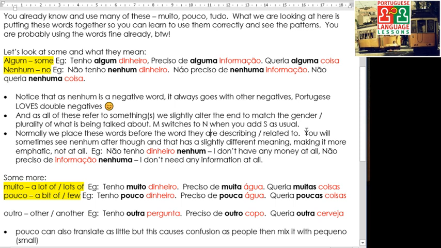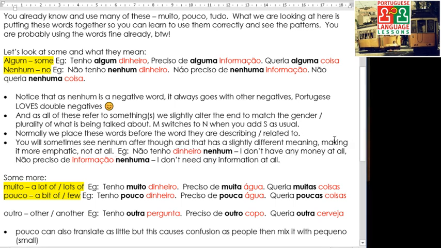And you sometimes, though, see nenhum after a word. And in that case, the meaning is slightly different. It makes it more emphatic, meaning not at all. Não tenho dinheiro nenhum. I don't have any money at all. Não preciso de informação nenhuma. I don't need any information at all. Okay. Notice how the translations don't really line up nicely word for word.